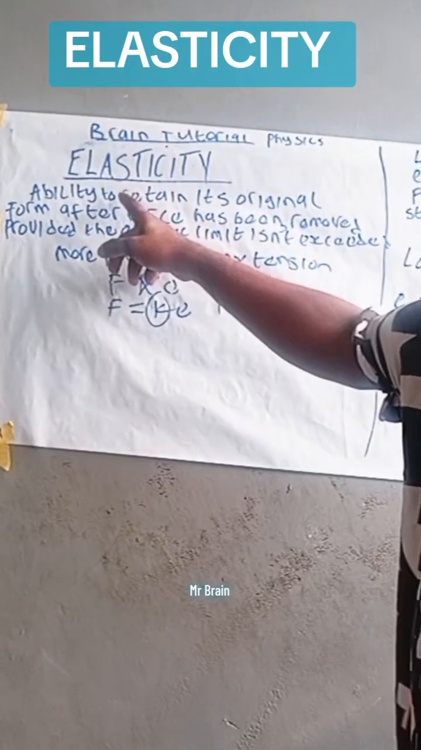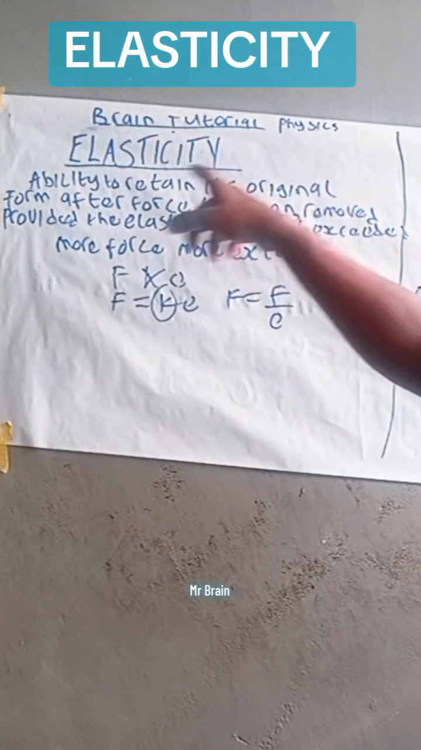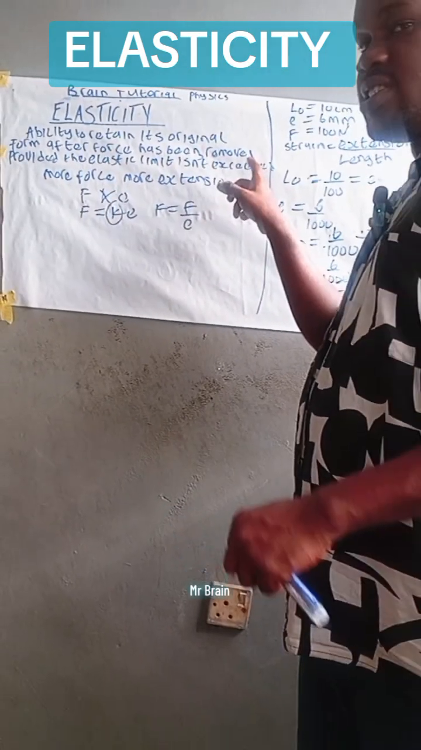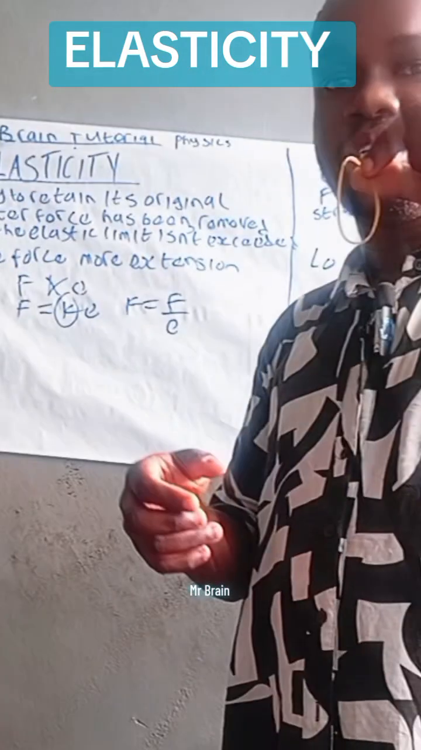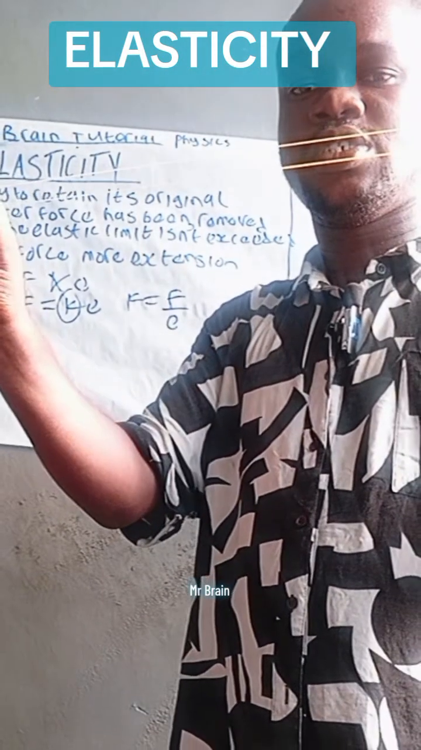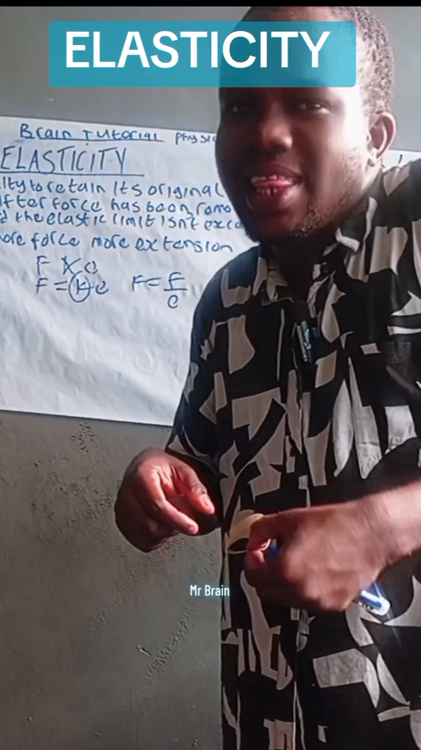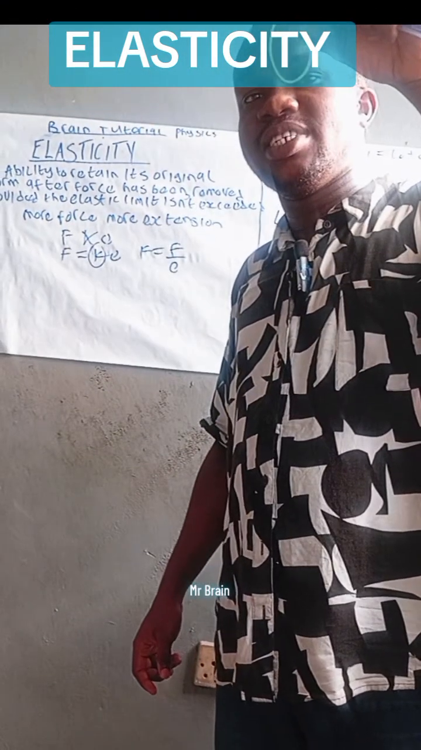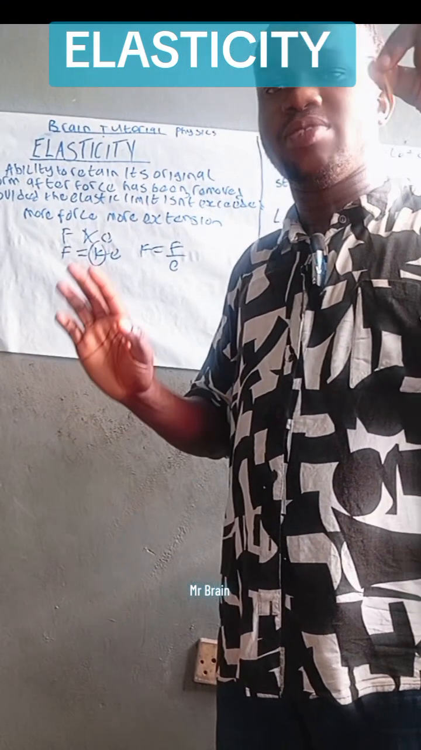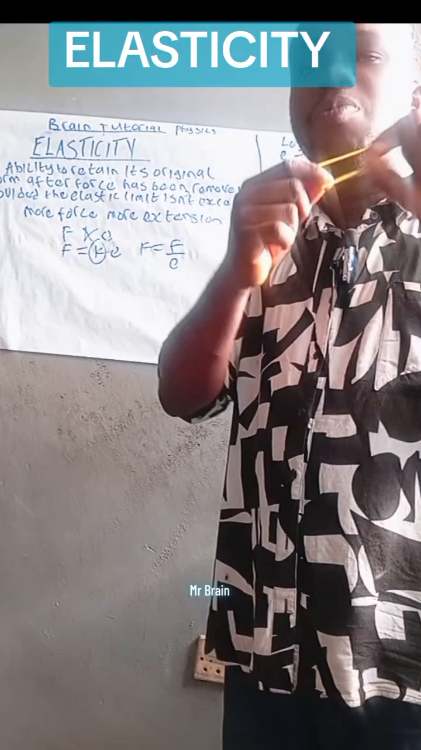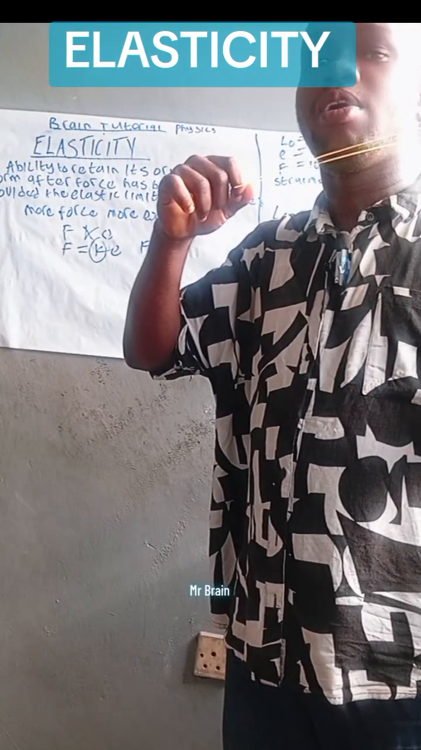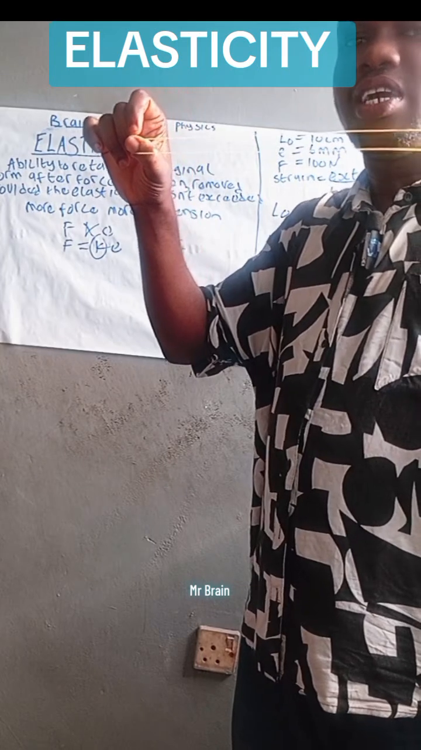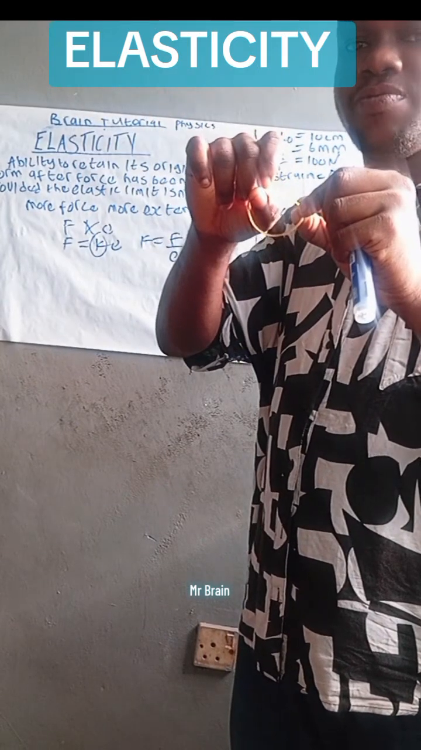It's just the ability of a material to retain its original form after force has been removed, provided the elastic limit isn't exceeded. For example, I have a rubber. If I apply a force and I leave it, you notice that the rubber still retains its original shape when I remove the force. That is elasticity. If I apply more force, at some point it will not come back to its original form.